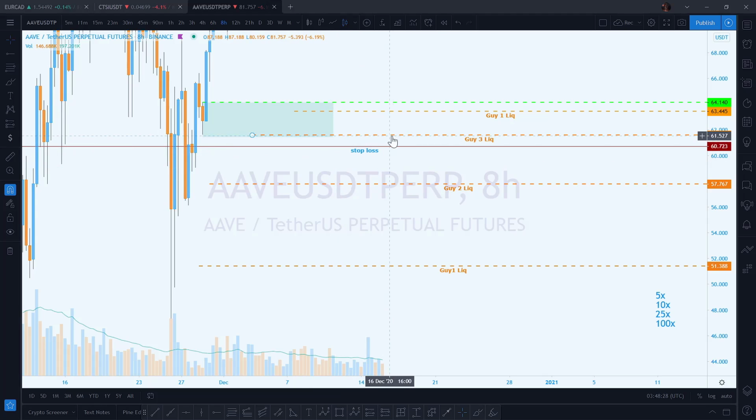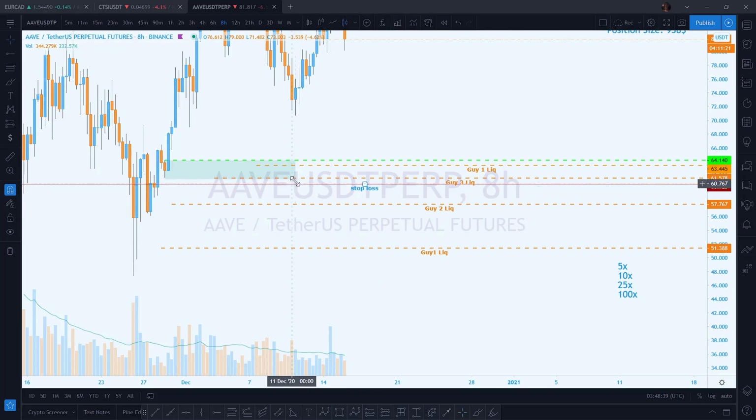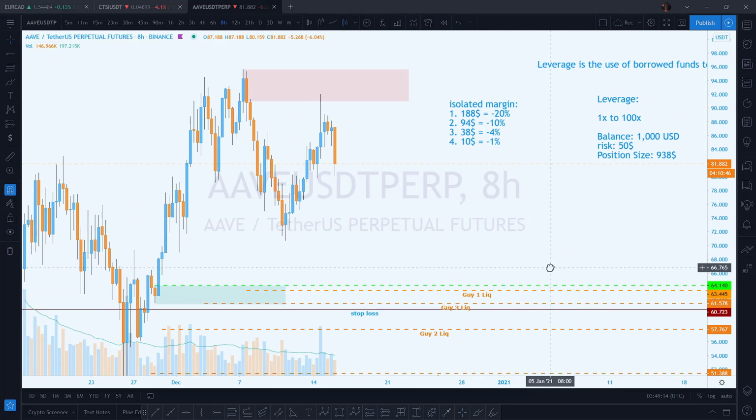Same for the third guy using 25x. His liquidation price is just a bit above. What's the distance difference here? Just a 1.38% difference from his stop loss. If he is not using high leverage on isolated margin, and the price gets to this spot, he will lose $50. But because he is heavily leveraged on 25x, his liquidation is very tight, and once the price gets to liquidation before the stop loss, he will be liquidated, and then he will lose $38.